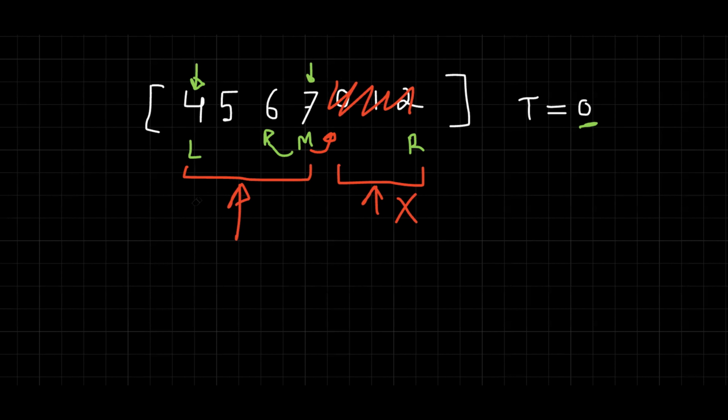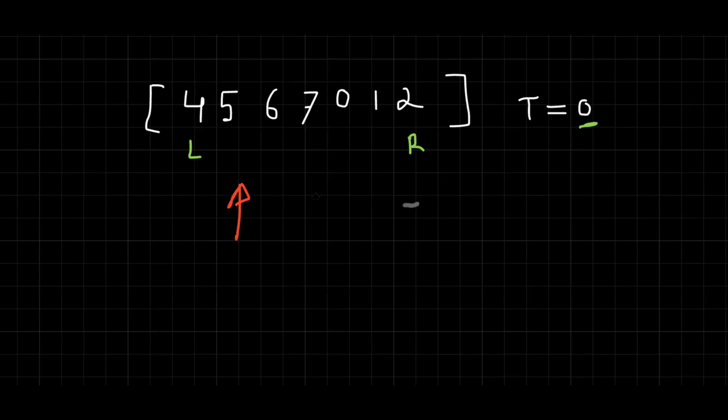Now, let's dry run the input through this algorithm to understand this better. Here, the left pointer is 4, the right pointer is 2, and the target is 0. And the value of mid is 7. So we have to determine whether the target 0 lies in this range or not. But before doing that, we have to determine whether this mid lies in the left subarray or not.